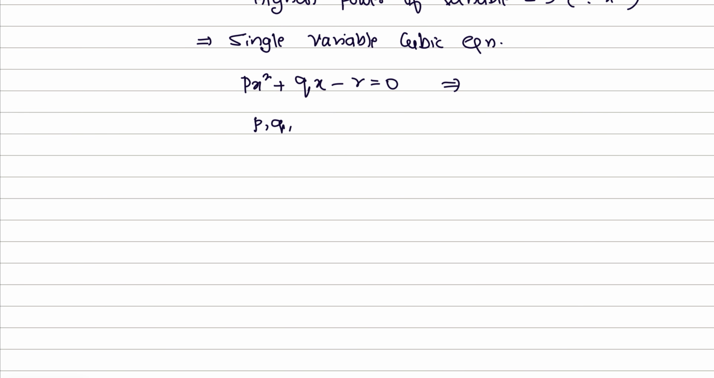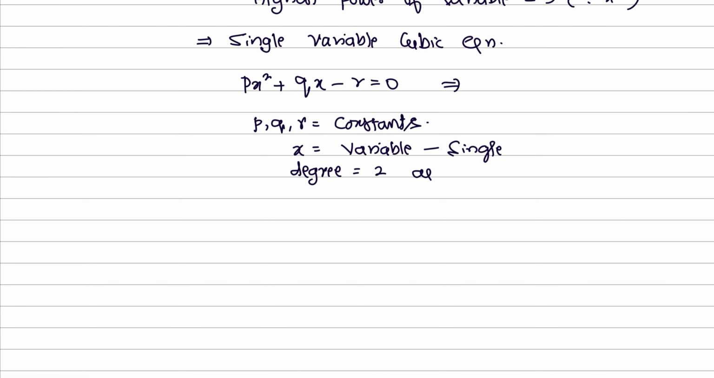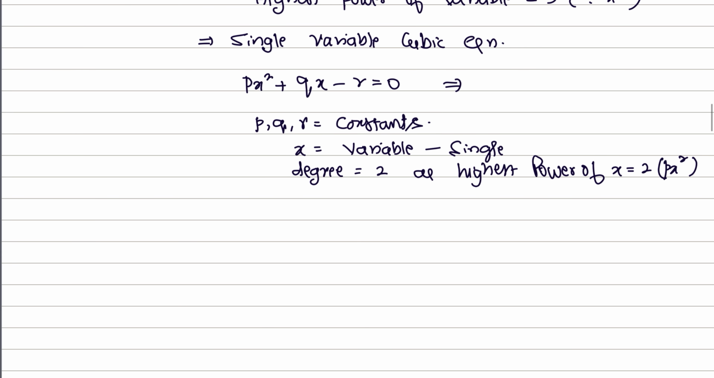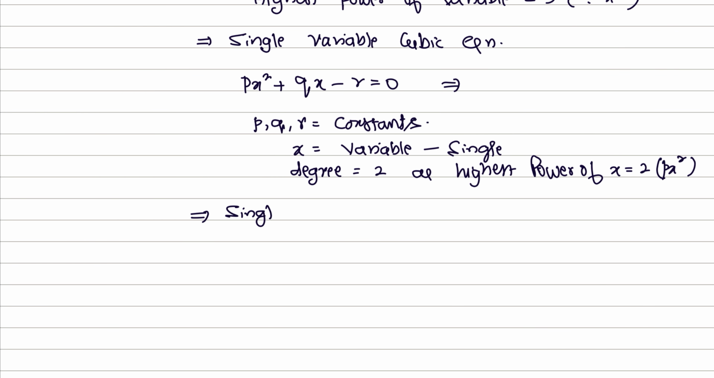P, Q, R are constants. X is the variable, a single variable in the equation, and the degree of the equation is 2, as the highest power of x is 2, that is in px square. Then it implies a single variable quadratic equation.